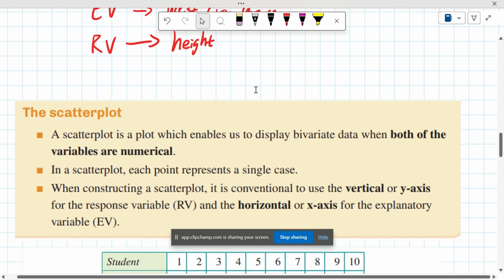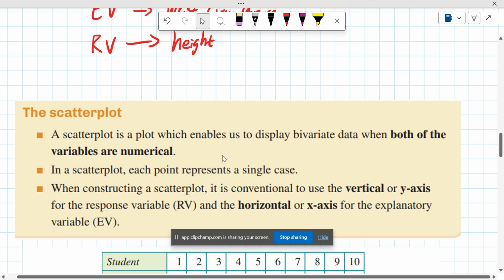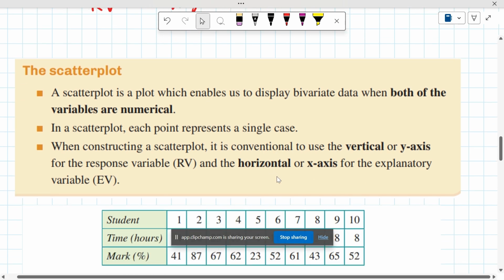Another thing we're going to do by hand is scatter plots. A scatter plot is able to display bivariate data, where both of the variables are numerical. In the scatter plot, each point represents a single case. When constructing the scatter plot, it is conventional to use the vertical y-axis for the response variable and the horizontal axis for the explanatory variable.